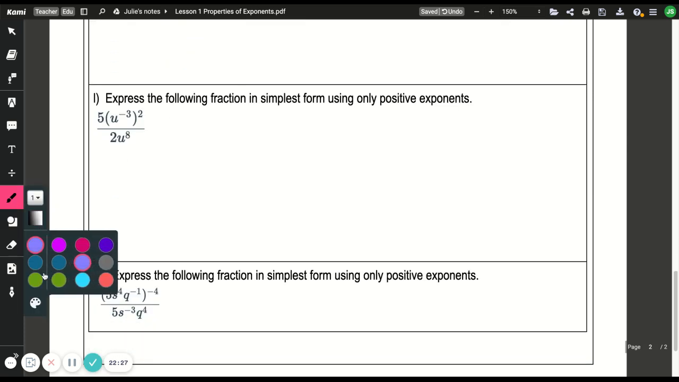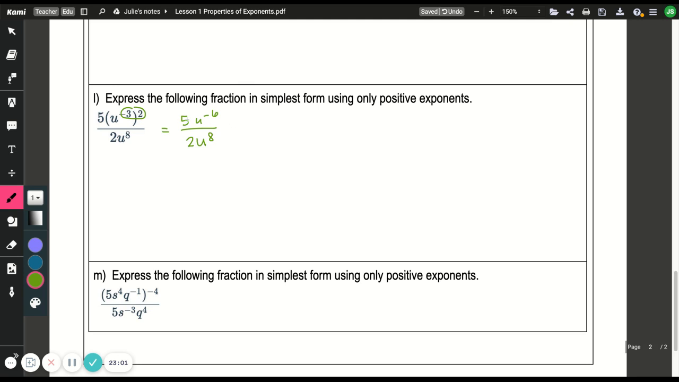Okay, let's do L. I'm going to do what we did up above where I distribute, right? I still need to distribute. Just make sure that you don't go to the 5. 5 is not in parentheses. It's not part of the group. So 5 is just 5. A power to a power. So negative 3 times 2 is u to the negative 6 over 2 u to the 8.